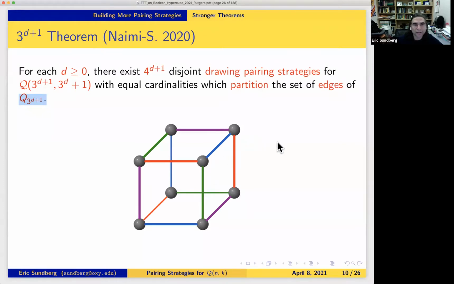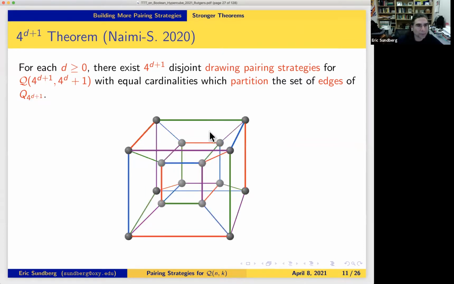But the other neat little thing is, if you look at each of the winning sets and think about what's going on, each of these pairing strategies will have an edge in each of the winning sets. So these pairing strategies together rainbow color the winning sets for the game. So each winning set gets an edge of each color.